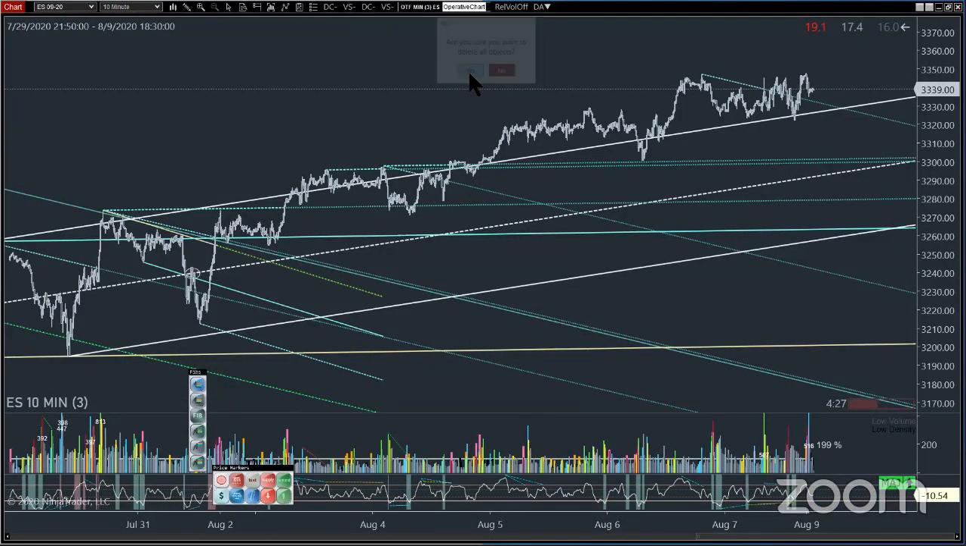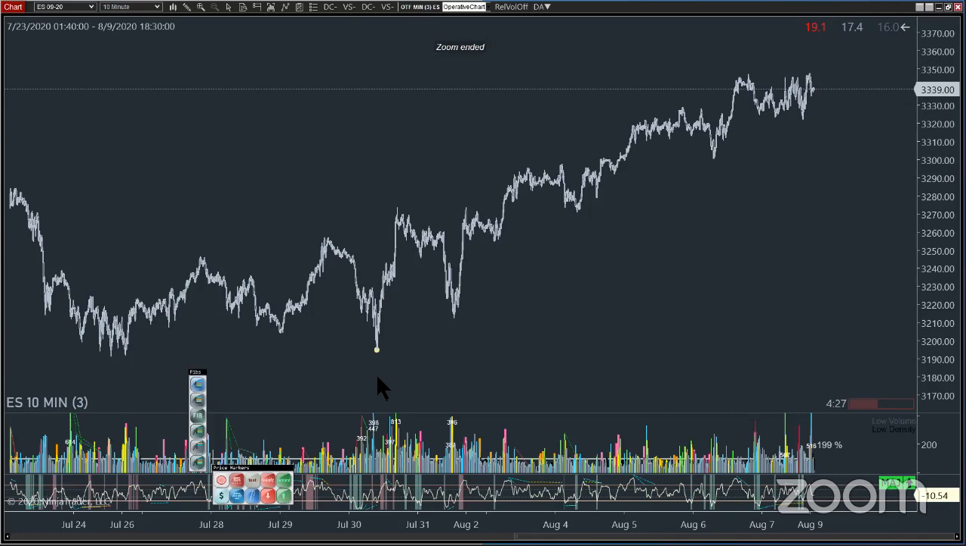I'm just going to clean these up since I'm on the ES right now, and this is the main market people trade.